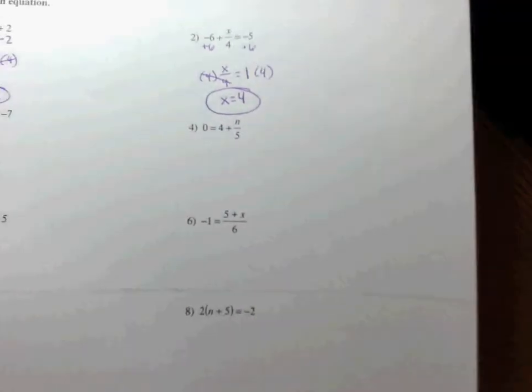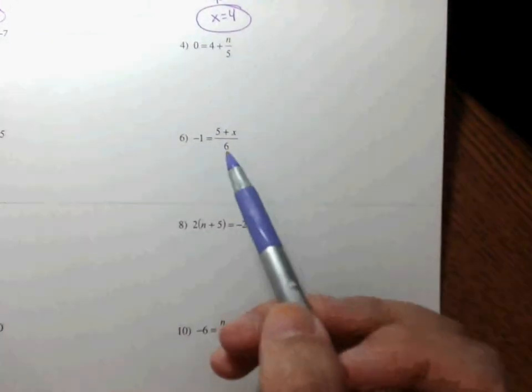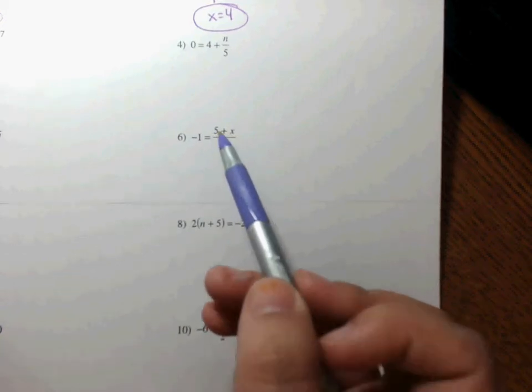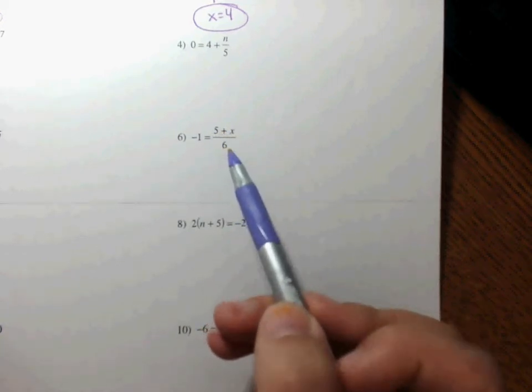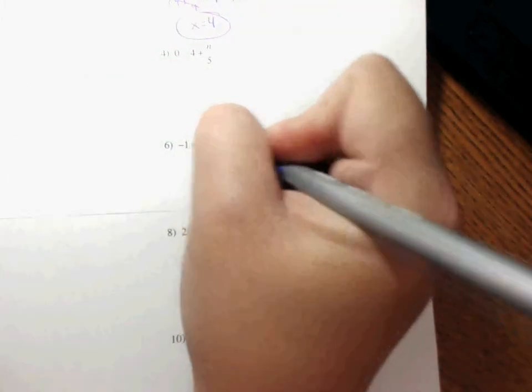Now, on number 6, okay, we see here that the 5 is on top with the x. You can't get rid of this 5. This 6 is basically blocking the way. So we need to get rid of this 6 here first. If everything's divided by 6, you're going to multiply both sides by 6 to get rid of it.